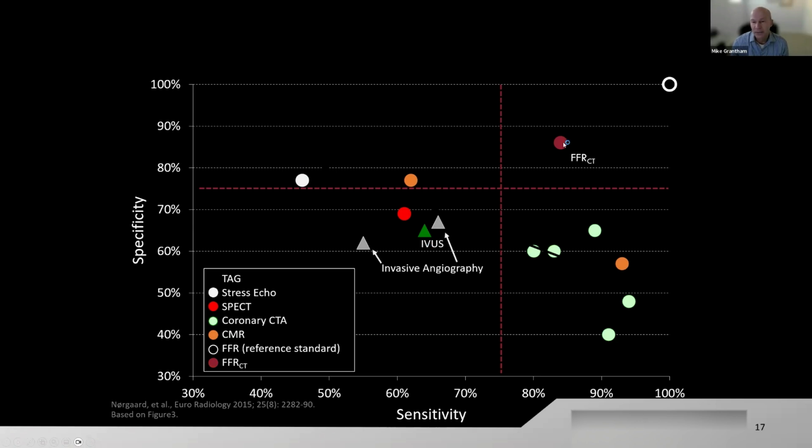And coronary CTA with FFR really does very well compared to the gold standard. And in this study, the gold standard was invasive FFR. So really the closest to invasive FFR of any of these tests here.